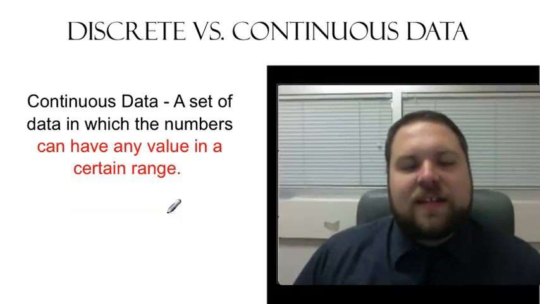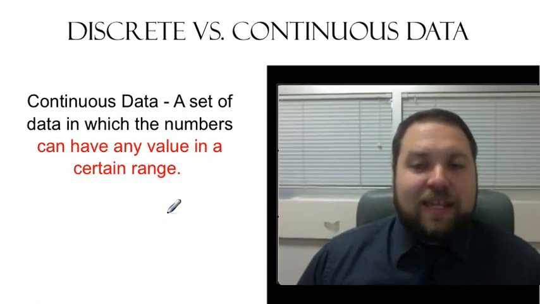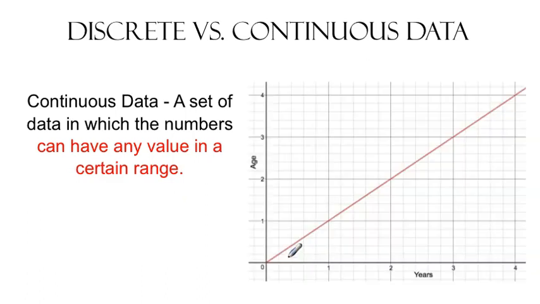Continuous data, on the other hand, is a set of data in which the numbers can have any value in a certain range. So if we look, I've got a graph here of the number of years you've been alive versus your age. And so what we see is that, yeah, we can have those points that are easy to read. If you've been alive for 1 year, you're 1 year old. After you've been alive for 2 years, you're 2 years old, and so on and so forth. But it's also very possible to have those in the middle. You can be 1.5 years old. That's legit. You can be 2.9 years old. In fact, there's no number that we can pick in between here that doesn't work. So between 0 and however far up this goes, we can have any value in that range.